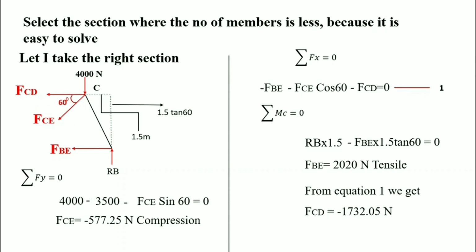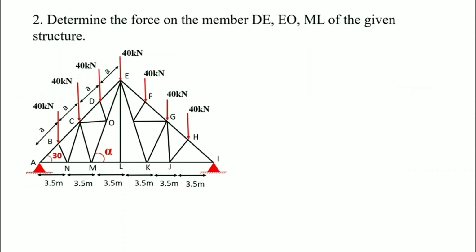Let's go to the next question. Determine the forces on the members DE, EO, ML of the given structure. This is a complex truss. To find out the forces, the method of section is easier than the method of joints. Analyzing this problem through the method of joints is a tedious process. This example shows how we can easily find out the member force using the method of section.